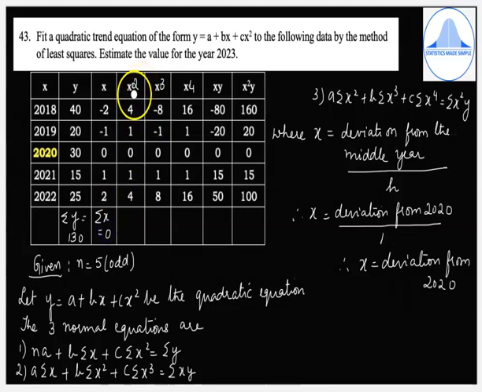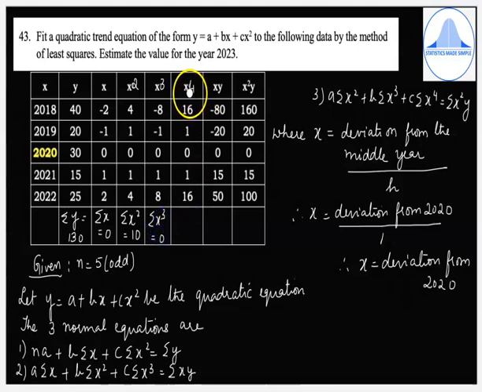Similarly, x square: minus 2 square is 4, minus 1 square is 1, 0, 1 and 4. So you get summation x square is equal to 10. Similarly, x cube: minus 2 cube will be minus 8. Then you have minus 1, 0, 1 and 8. So when you add up, you will get summation x cubed also as 0.